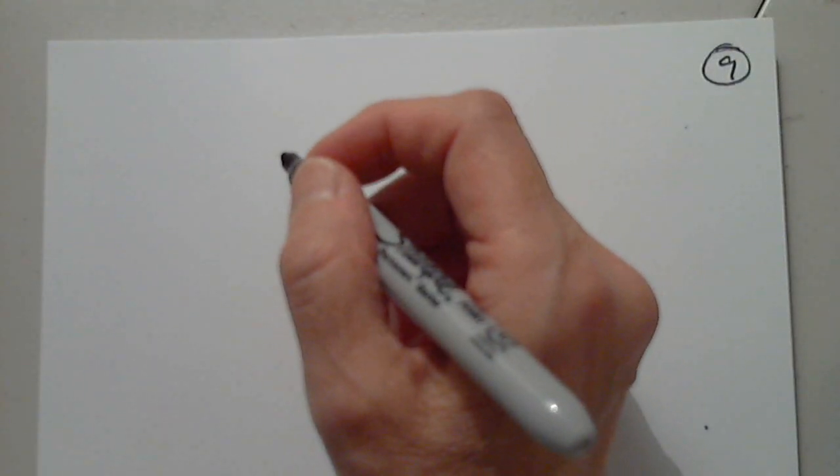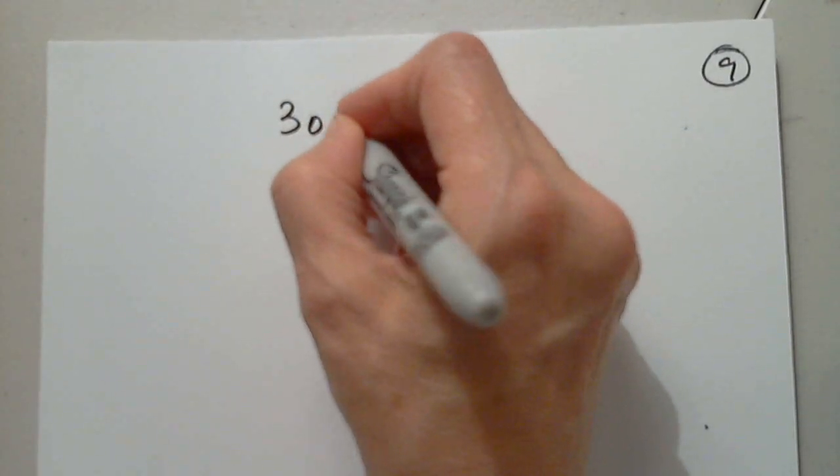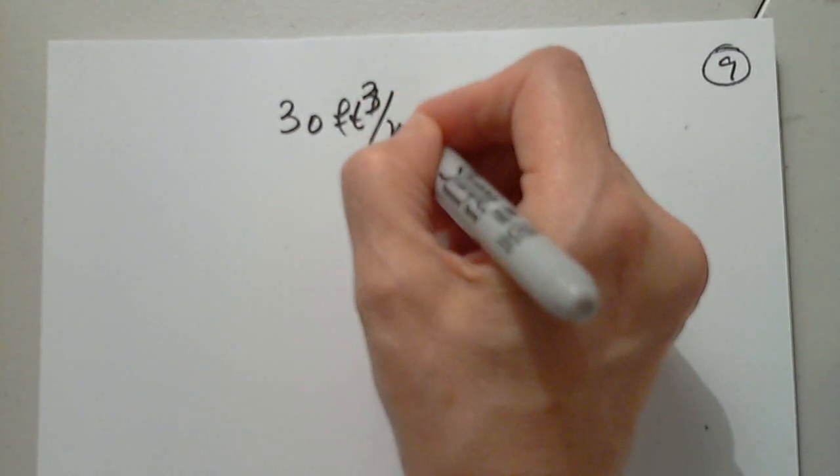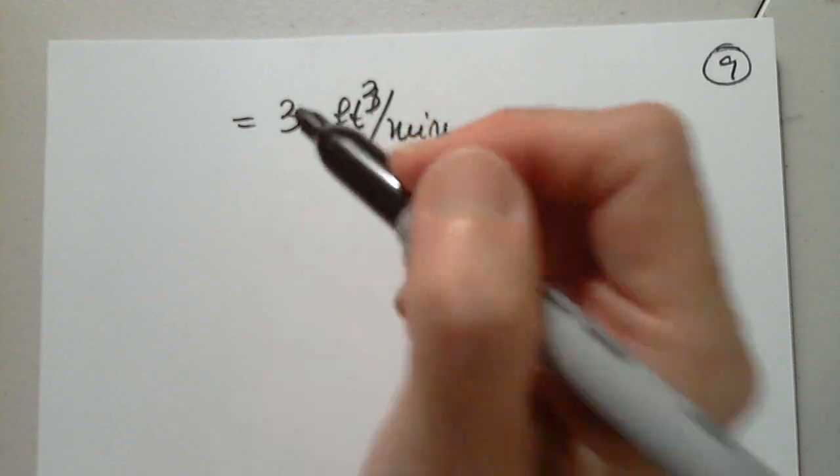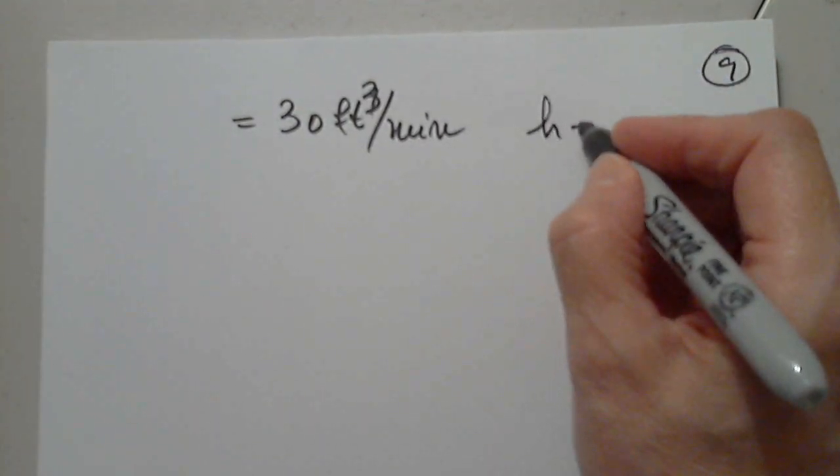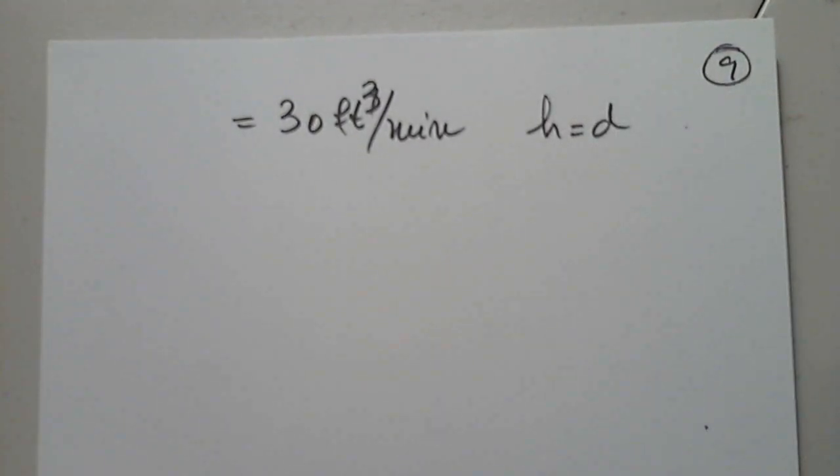Anyone else? Yes. So on WebAssign, there's a question. It's about gravel being dumped from a conveyor belt at a rate of 30 cubic feet per minute, and its coarseness is such that, or should I just look it up? We did this problem last time.